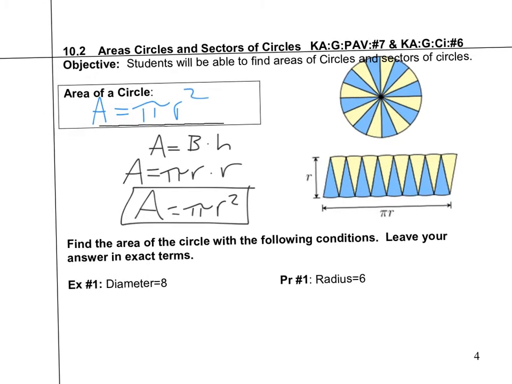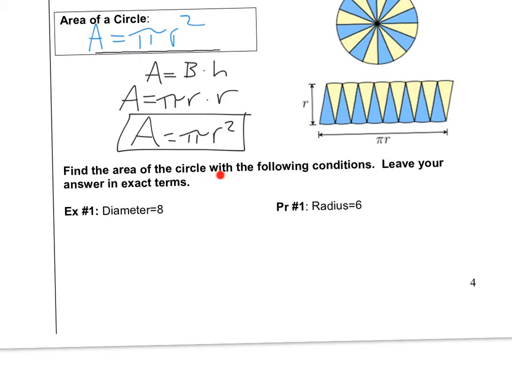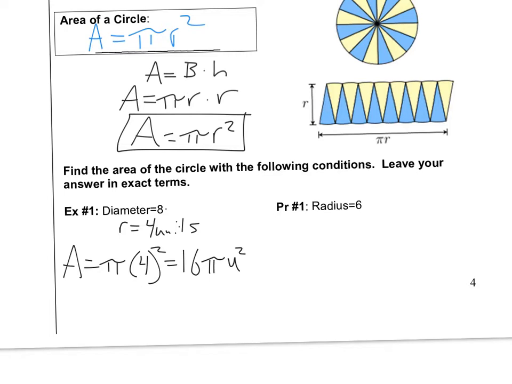So, knowing that, let's do some calculations. It says, find the area of the circle with the following conditions. Leave your answer in exact terms. Well, right away, they're giving me the diameter, but if they want area, I need to find the radius first. So if the diameter is 8, then the radius is 4. Now, there should be units here. There's not, so I'm just going to say units. So area equals pi times my radius, 4, squared. So 4 squared is 16, so I would just write 16 pi, and I would write units squared. All right, that's all there is to it.